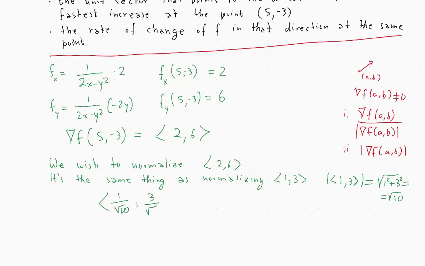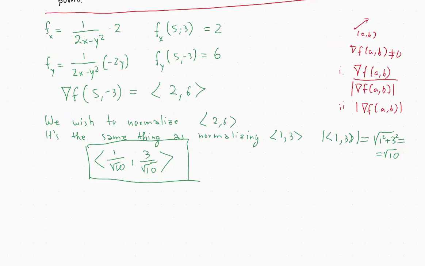Now, for the second part, we have to be careful. We want to find the magnitude of (2, 6). So that answers the first part. For the second part, we want to find the magnitude of (2, 6). It has nothing to do with normalization here. So this is going to give us the square root of 4 plus 36, these being the squares of 2 and 6, which is the square root of 40. So that's the answer to the second question.